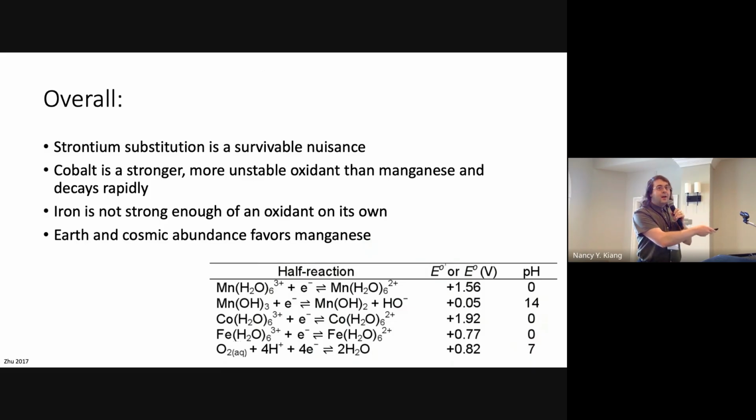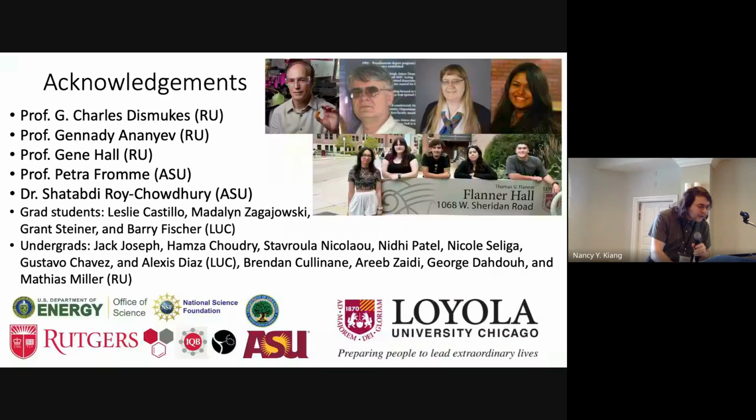Cobalt would really not be a good thing to have in an alien water oxidizing complex. Iron is not a good enough oxidant on its own to go all the way to oxygen evolution. And simply, manganese is more abundant than cobalt is. Iron's more abundant than manganese, but it just doesn't get there as far as oxidants go.